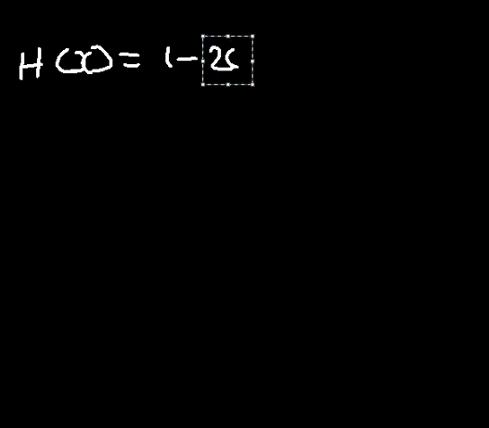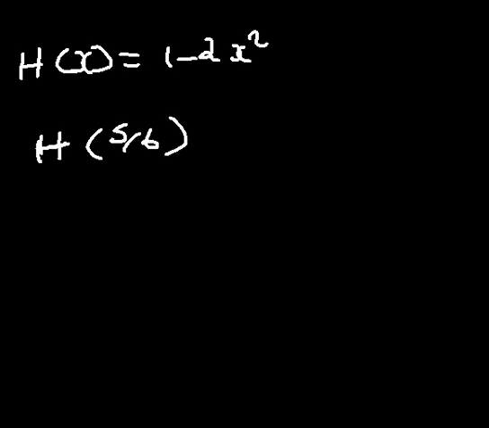Let's say we have h of x is given as 1 minus 2x squared. So now what is h of 5 over 6, and what is h of 2, and also what is h of h plus x. So also try those problems as well.